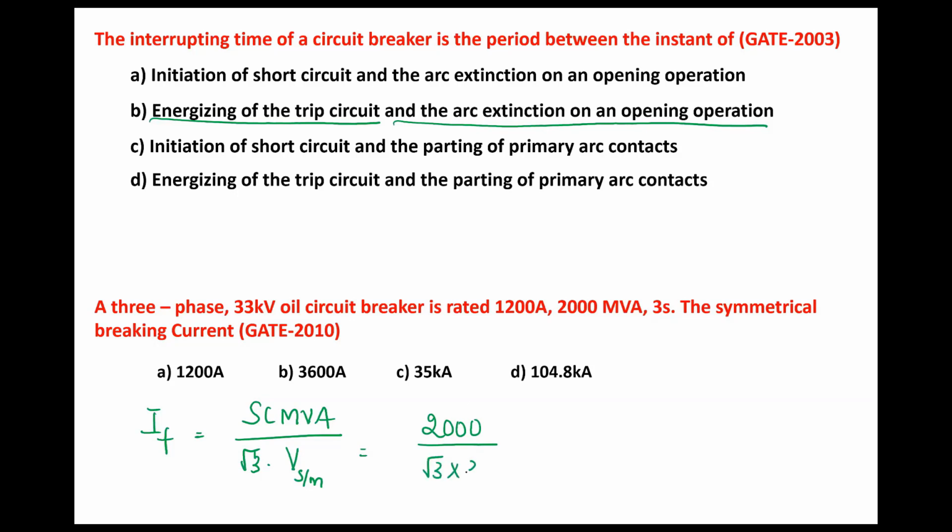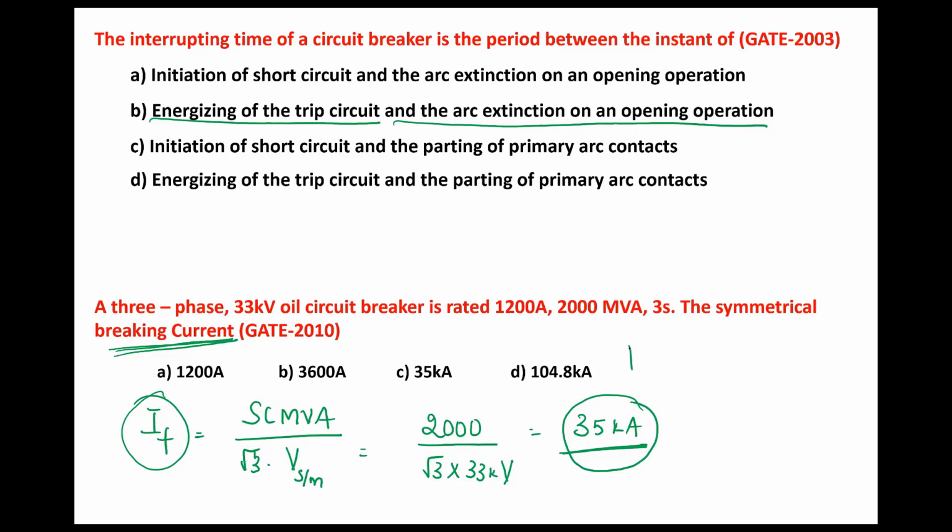Breaker voltage is 33 kV. So this value will become 35 kiloamperes. 35 kiloampere is the current which the circuit breaker should break. Breaking current is nothing but the RMS current which the circuit breaker should break. Ideally, we calculate it as the RMS fault current. So usually, if they ask breaking current, nothing else is given. You simply calculate the fault current.